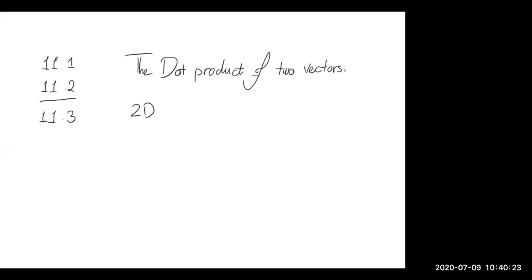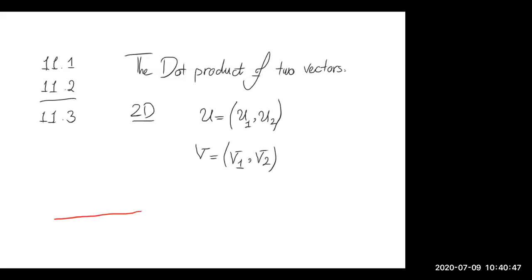Suppose we have two vectors. We have a vector u, it has some coordinates. Let's show the coordinates of u with u1 and u2. They're just two numbers, say 1 and 2, for example. And suppose we have another vector, v1 and v2. So if you look at the plane, we have two vectors, u and v.